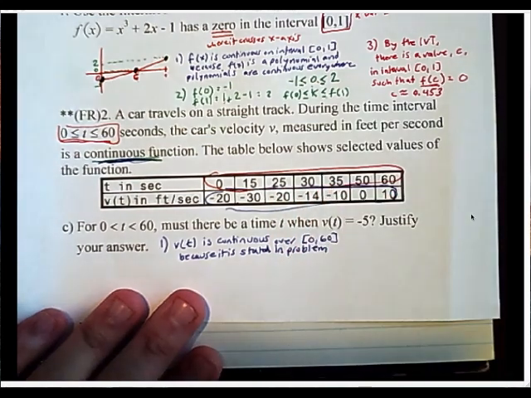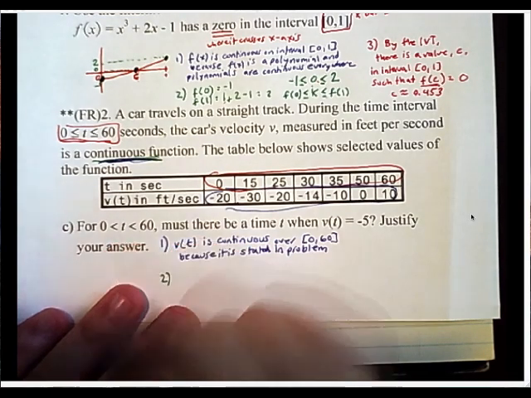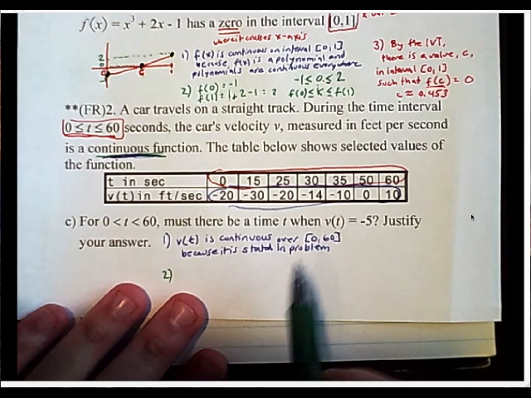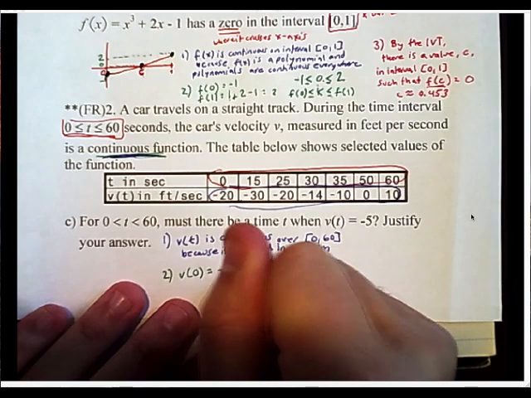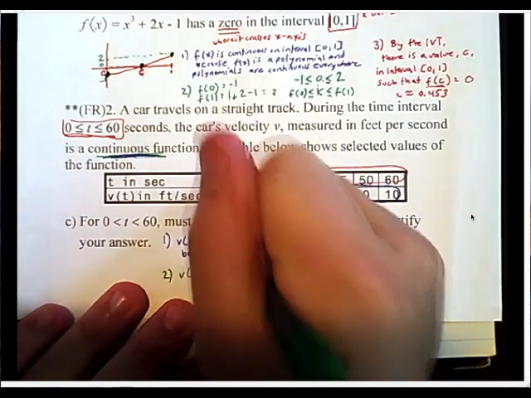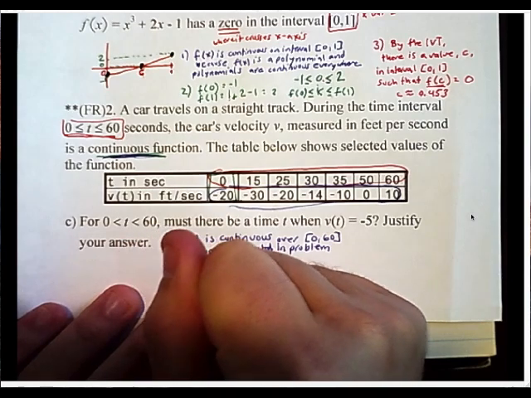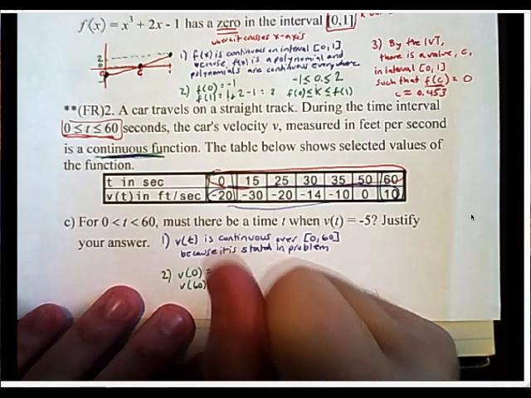Okay. So now let's check the second condition. What are the y values? What are the velocity values over this time interval? Well, what's v of 0? V of 0 is negative 20. I get that from that point in the table. What is v of 60? Well, that's a value of 10.